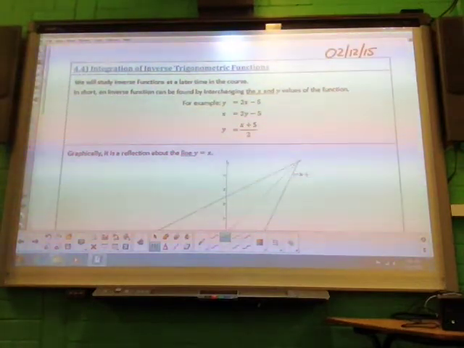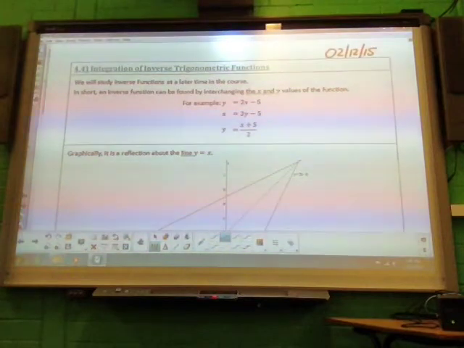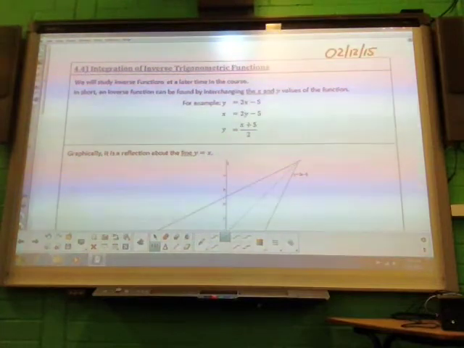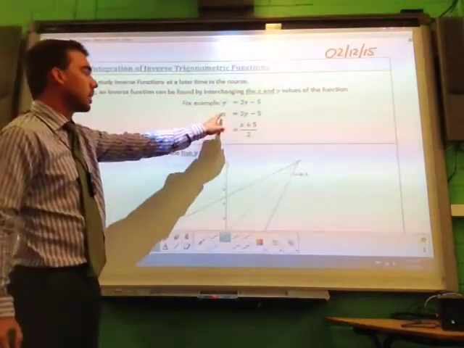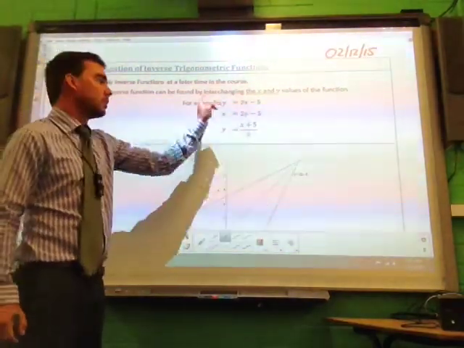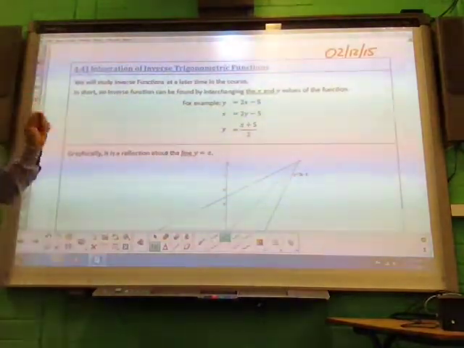So there is a section in your HC course that focuses on inverse functions, okay? We'll look at that towards the end of the course. In short, an inverse function is found by interchanging the x and y values of the function. For example, we have the function y equals 2x take away 5, we swap the x and y values over, so the y becomes x and the x becomes y, and they're rearranged for y the subject.